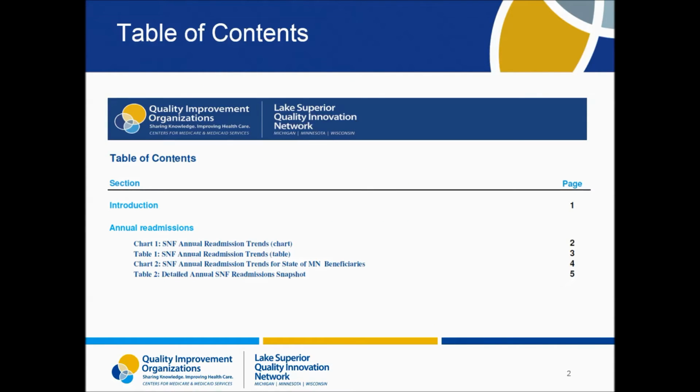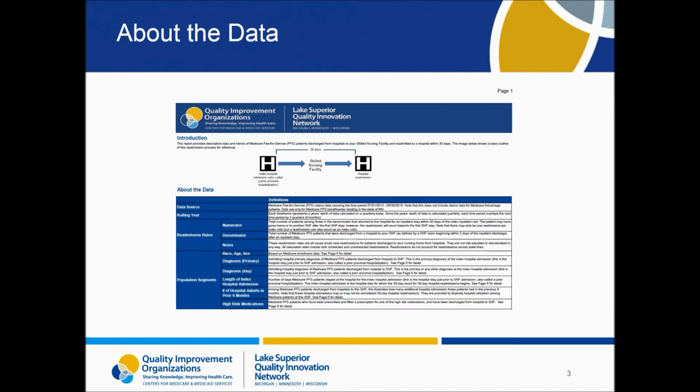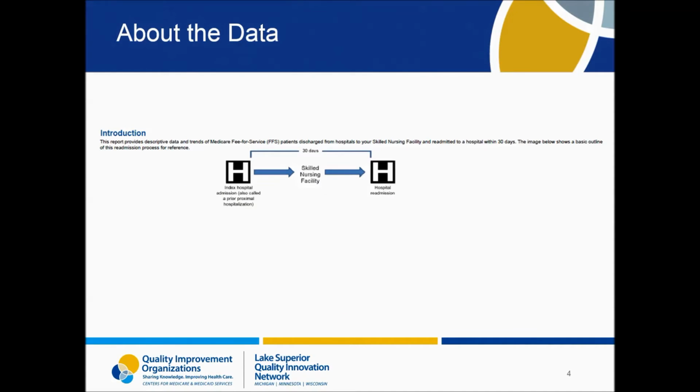The second page of your report provides a table of contents outlining what is coming in the pages that follow. This next page is page 1 of the report, and it's a high-level view. The next few slides will highlight each section of this page. So this first page shows a high-level overview of what's represented in your report.